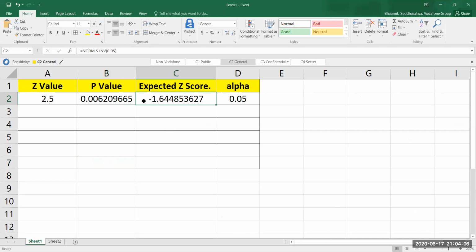So this is one way to convert any Z score or any expected Z score into this value. The expected Z score came from where? This alpha value. And this Z value came from where? This value. It can be the opposite as well. In this calculation, what I've done, I've simply used this function and I have calculated the P value out of the Z value. Had it been the case, you have the P value, you can also calculate the Z value.